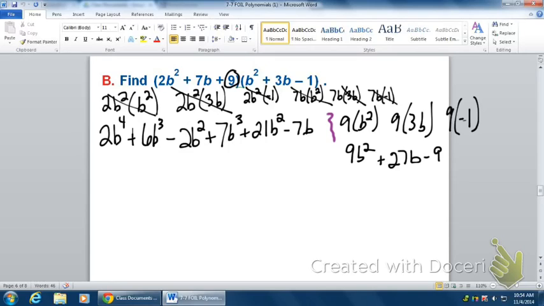Now that I have all my terms simplified, it's time to combine my like terms. I like to put the greatest degree first. Let's go ahead and put it in standard form. Look and find which one's my greatest degree? 2b to the 4th. So we know that's going to lead off. So I've got that one down. I'm going to mark it out as I go through it.